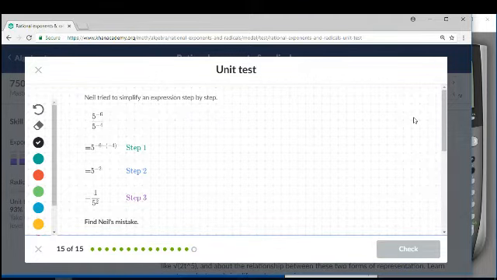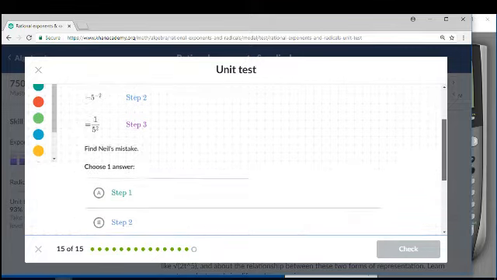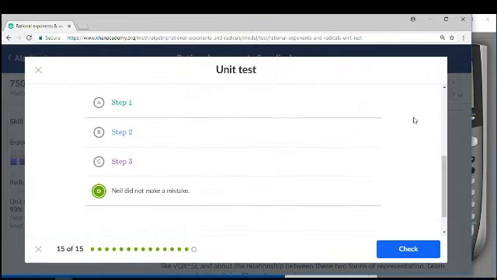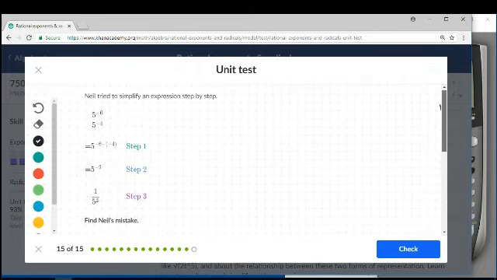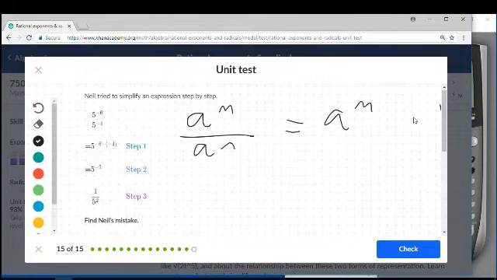5 to the negative 2 is equal to 1 over 5 to the 2. So step 2 is right, and step 3 is right. Let's look. 5 to the negative 6 over 5 to the negative 4, that's 5 to the negative 6 minus negative 4. So it seems like he's doing all his steps correctly. Neil did not make a mistake. That is correct. A to the m over a to the n is equal to a to the m minus n.